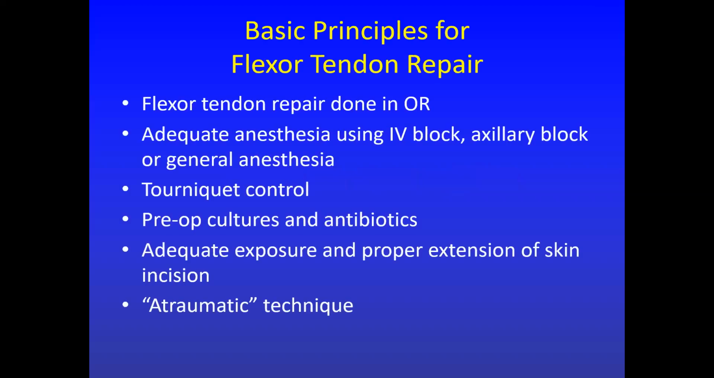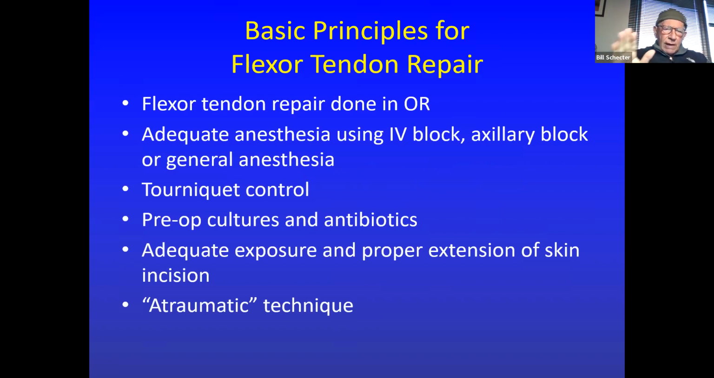Okay, great. So what are the basic principles of tendon repair? First, flexor tendon repair. First of all, you've got a flexor tendon injury. That has to be done in the operating room. You can't be doing that in the clinic or in your office or anything like that. You need to be in the operating room. You have to have a real anesthetic, either a general anesthetic, IV block, or an axillary block, some type of regional anesthetic. It needs to be done under tourniquet control.